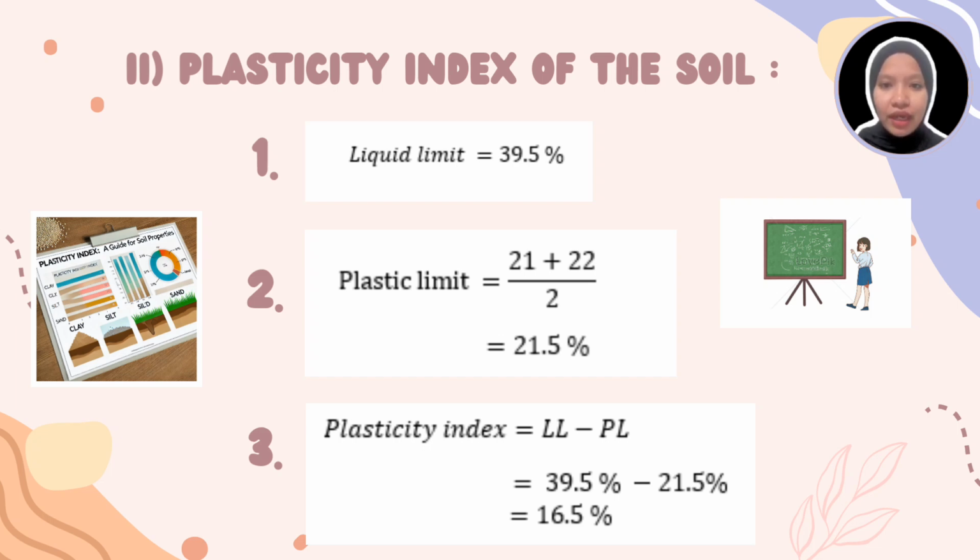39.5%. And then the plastic limit we can get from the question, which is 21 plus 22 divided by 2, equal to 21.5%. So, the answer of the plasticity index of the soil is 18%.